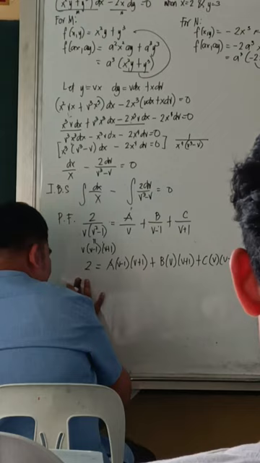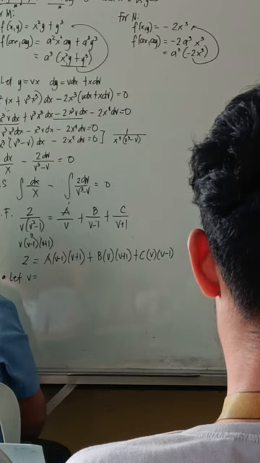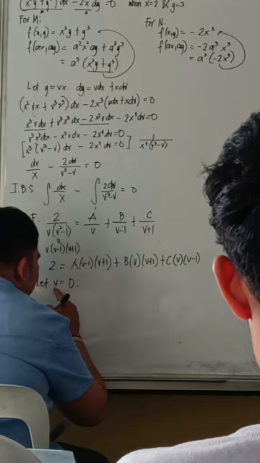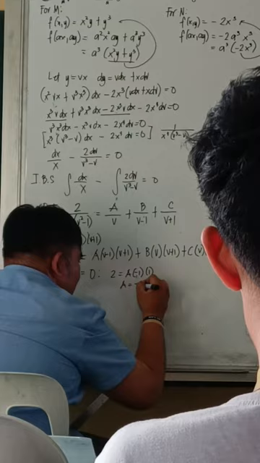After that, we can let v be values that make terms vanish. When v is equal to 0, 2 is equal to A times negative 1 times 1. So A is negative 2.